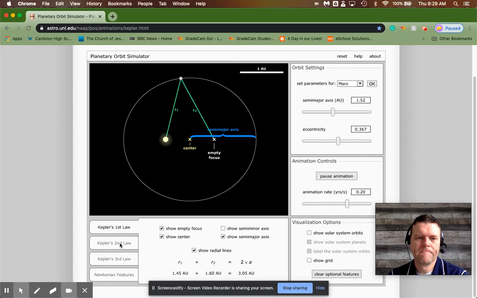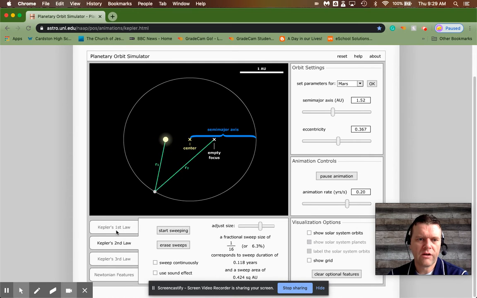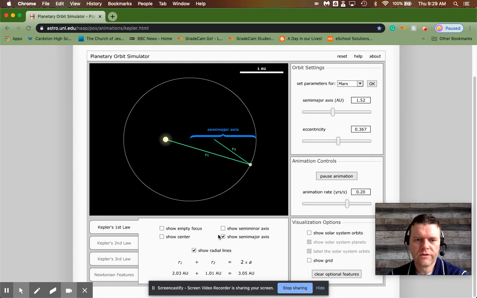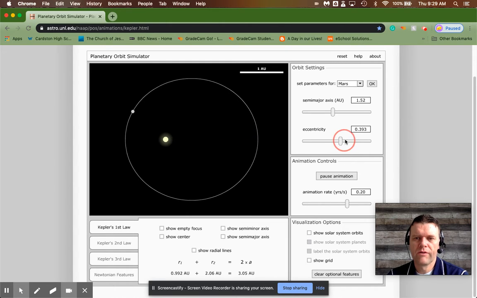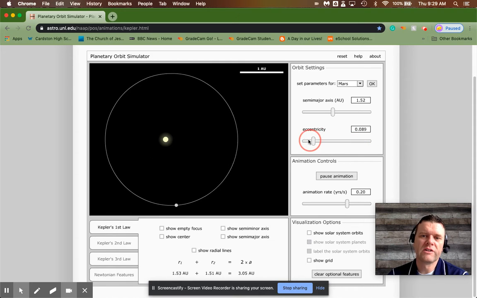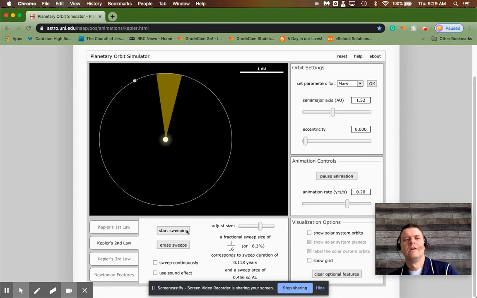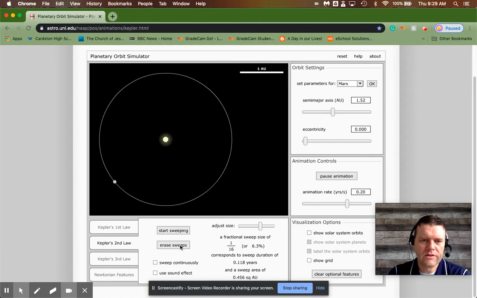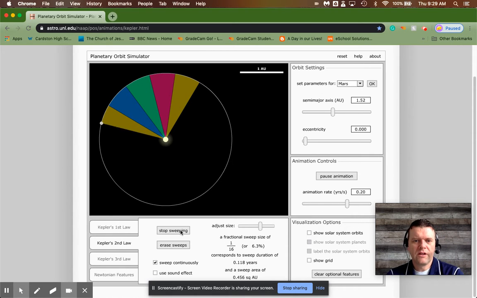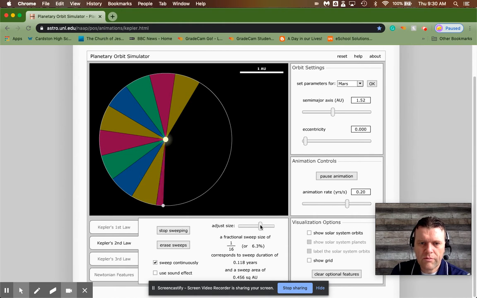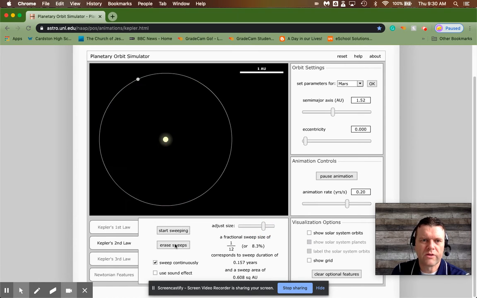So let's go to the second law. And actually here, let me clear off all that stuff. It's kind of fun to get a really eccentric orbit, but wait, let's start with an eccentricity of 0. So in Kepler's second law, what we could do, here, let's erase these and do a continuous sweep and try that. Okay, and this is a fractional sweep here. Let's get that back to, let's do 1/12. That actually makes more sense here.